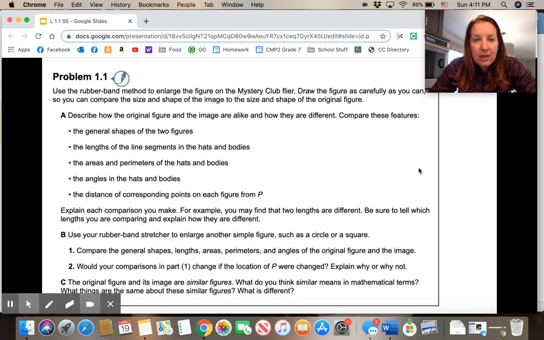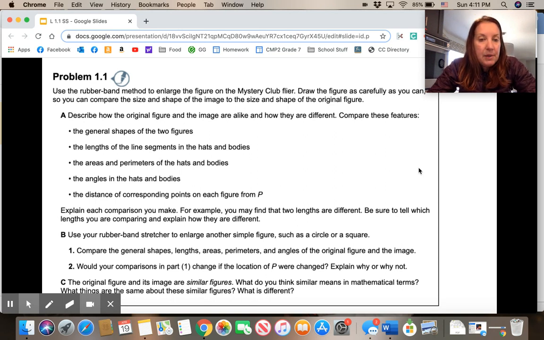Draw the figure as carefully as you can so you can compare the size and the shape of the image to the size and the shape of the original. So in A, they want you to describe how the original and the image are alike and how they are different. So they listed 5 things. I want you to name how each one was different, right? So the general shape, the lengths of the lines, the areas and the perimeters, the angles, and the distance from the corresponding points to P. So how are each of those things alike and different? Maybe you list the actual angles, or maybe you say the angles look the same or the angles look bigger, whatever it is.